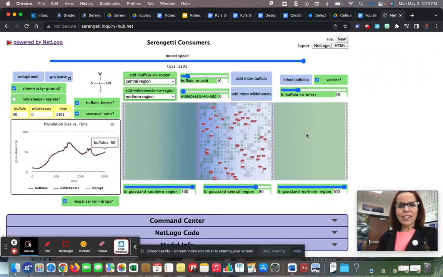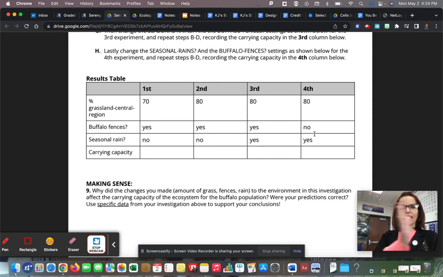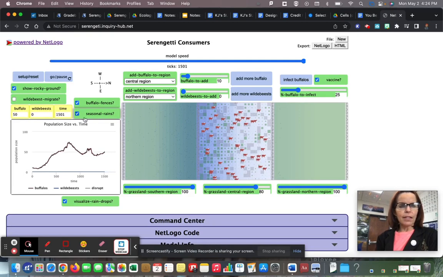All right, we got one more simulation to try here. Let's see what the last one is supposed to be. The last one says keep the grass at 80, no fences this time. So now the animals can go anywhere. They're not just trapped in that central region, and we allow the rains to move across. So let's go ahead and reset the simulation. The one thing I need to remove is the buffalo fences, and I'm going to hit setup, reset.